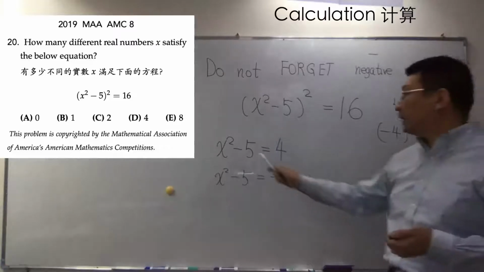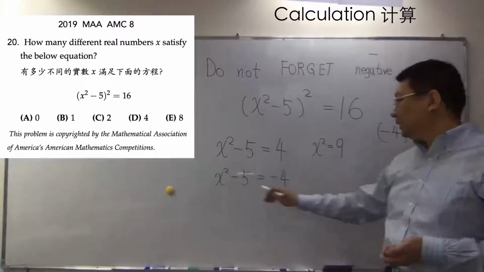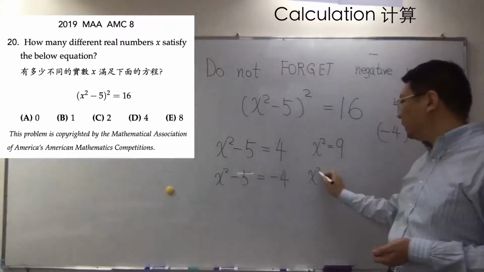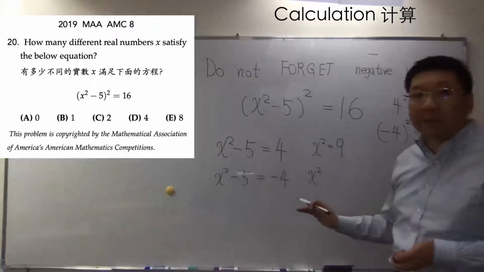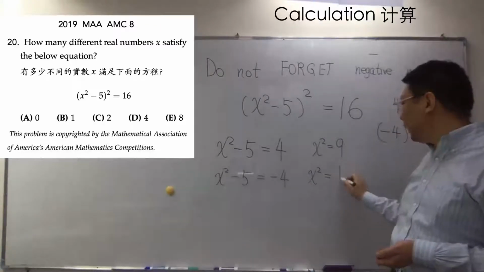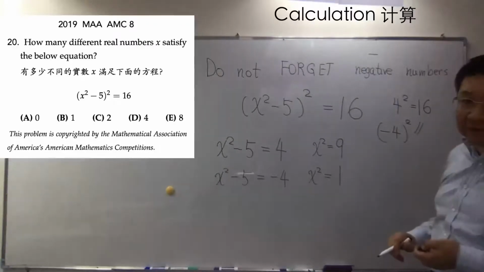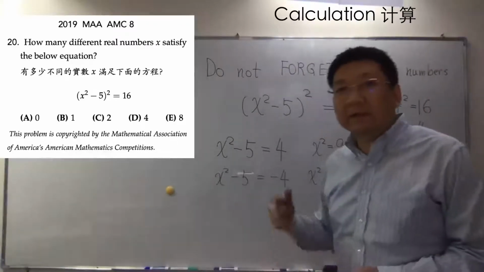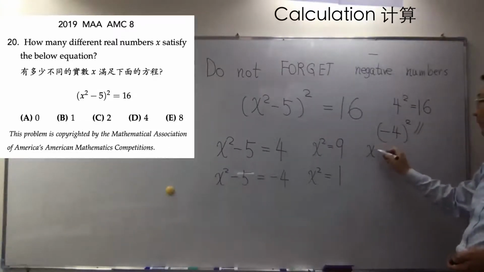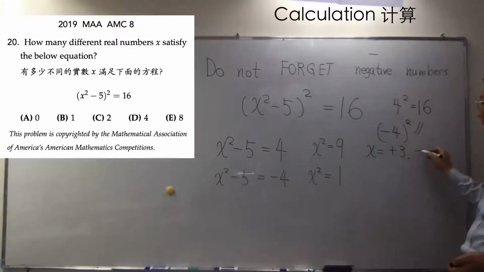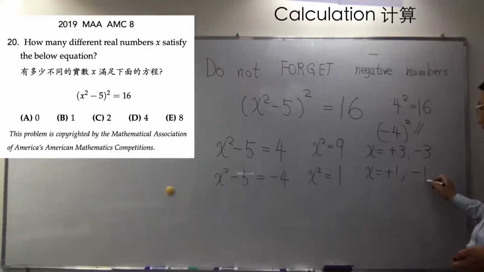Okay, so if x squared minus 5 is 4, of course x squared would be 9. And in this case, x squared would be, you move this negative 5 from left side to right side, you need to change the sign. So 5 minus 4. So x squared equals 1. Okay, now we have two equations. For these two equations, what would be the solution? Again, don't forget the negative numbers. X squared equals 9, so x could be plus 3 and minus 3. X squared equals 1, x could be plus 1 and then minus 1.